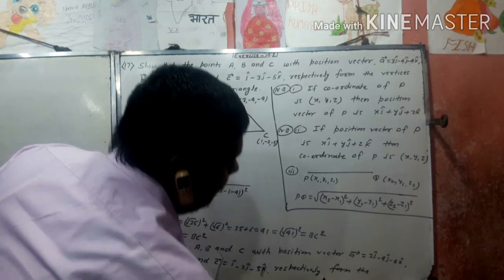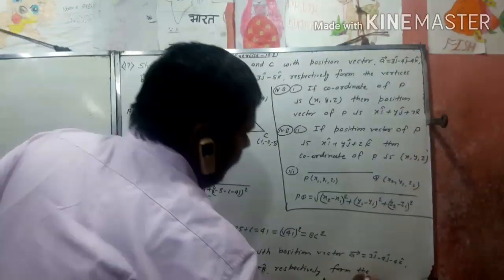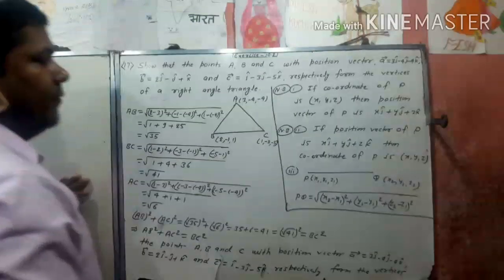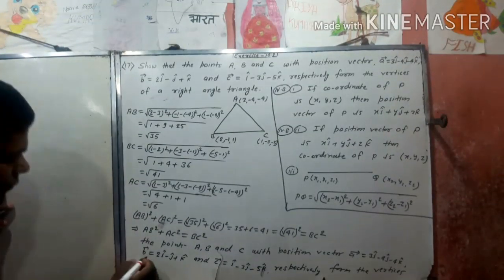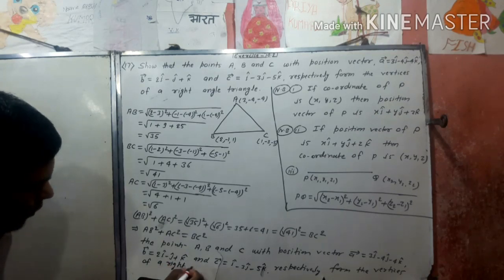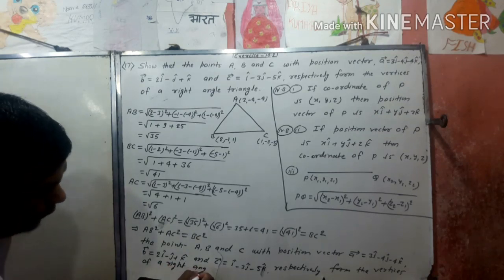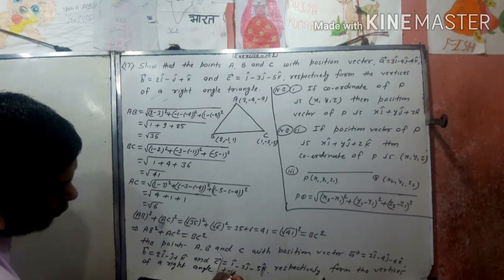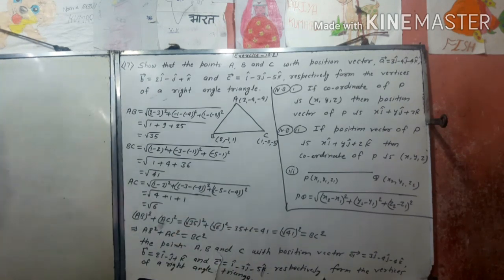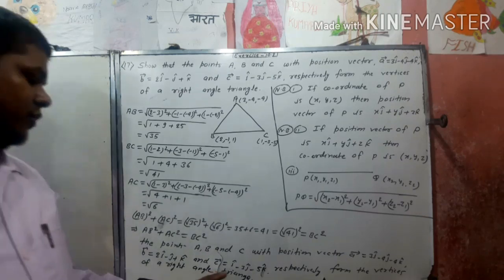They form the vertices of a right angle triangle. We have to prove this.